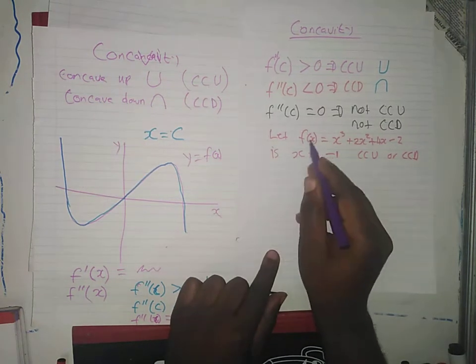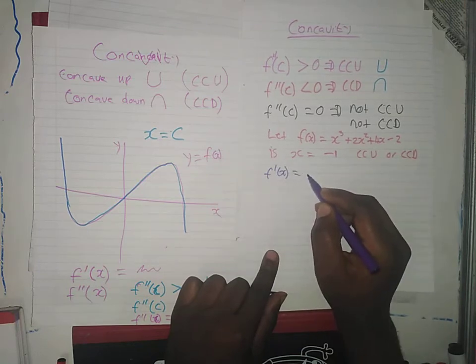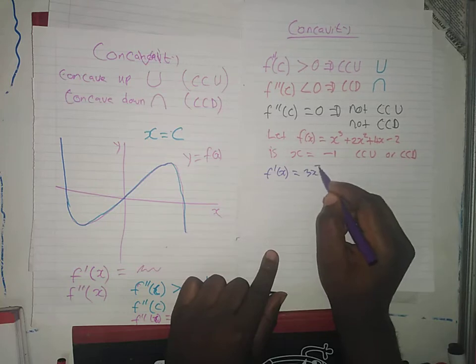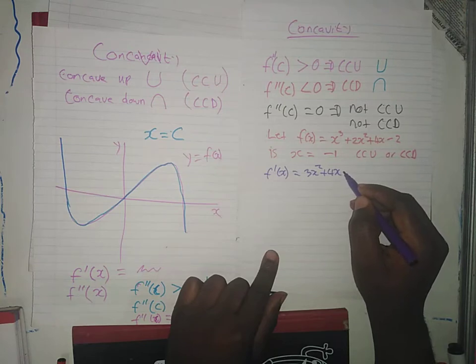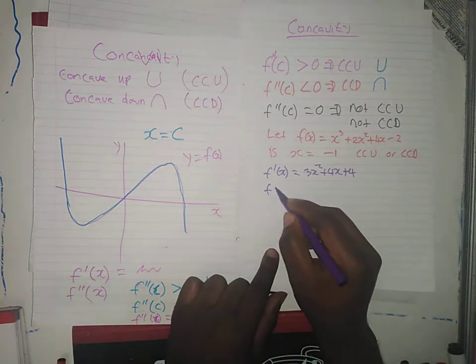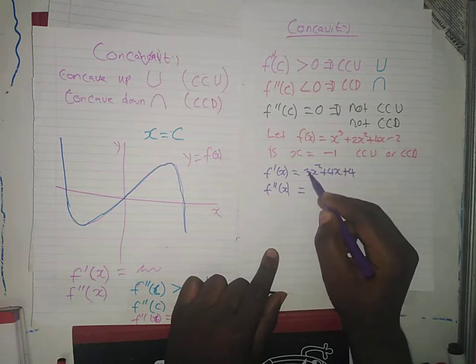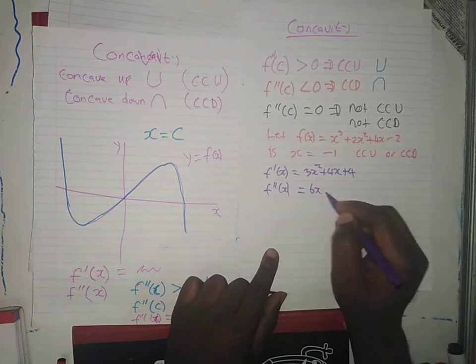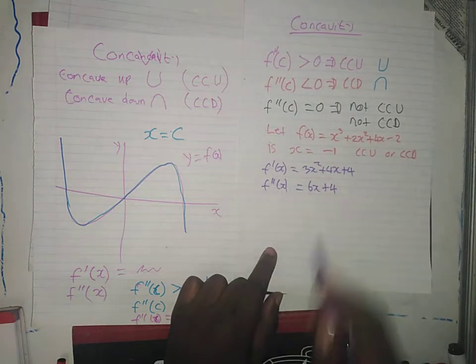You're going to find the derivative of this. So f prime at x is equal to 3x squared plus 4x plus 4. Can you see that? But because you are looking for concavity, you must find the second derivative. So f prime prime at x, you find the derivative of this, and you get 6x plus 4. Now this is the second derivative.